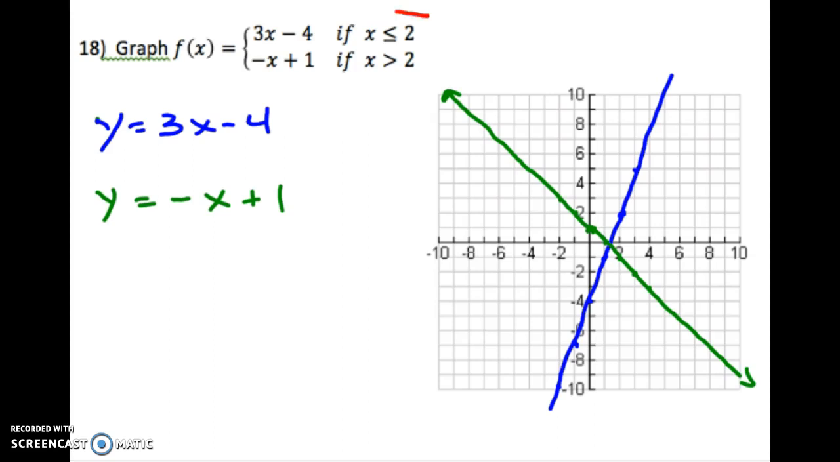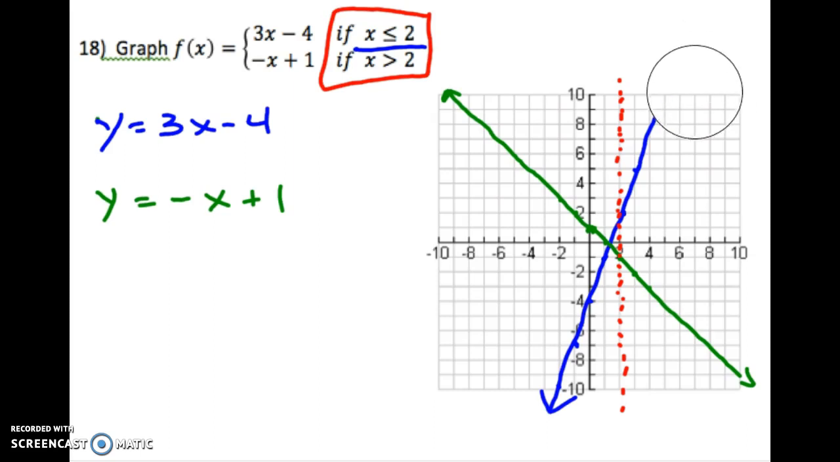At this point, this is where we take advantage of the if part. At 2, if you remember, x equals 2 would be a vertical line. It means we're going to split the graph right along the vertical line, x equals 2. The top line, the blue line, we only need to keep the left half, so only the part to the left of the red dotted line. So we're going to erase everything to the right of the red dotted line.